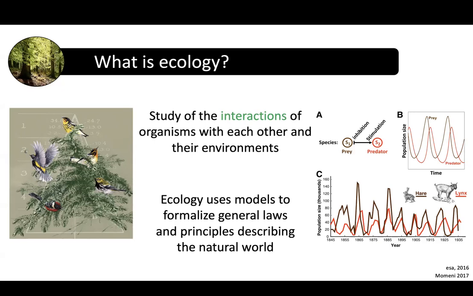The field uses models to formalize general laws and principles that describe what they're seeing. So if we have an observation that lynxes prey on hares, we would call this a predator-prey interaction. And how can we use this observation to show what happens to each population over time? So we record the instances of lynxes preying on hares as data and then build a model from that, which is the basis of a predator-prey model. Both of these examples show that the study of ecology is really interested in interactions at its core and how we can describe those interactions using models.